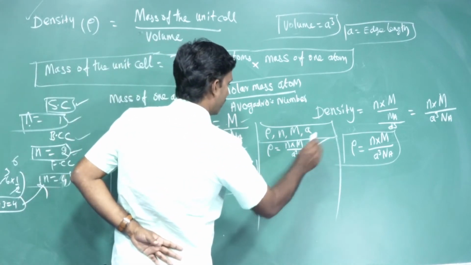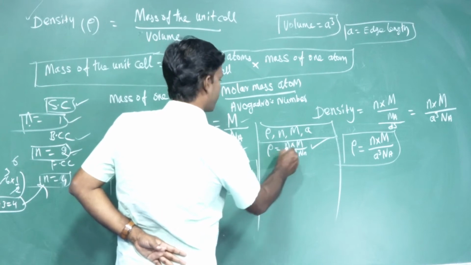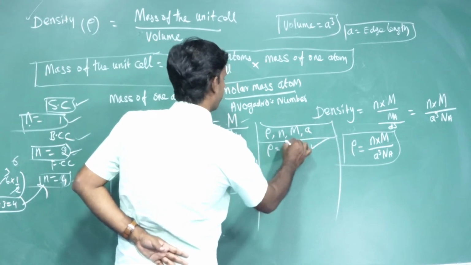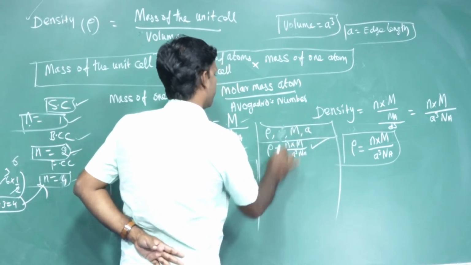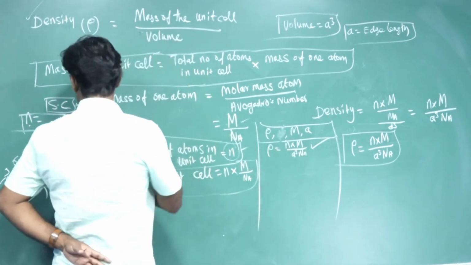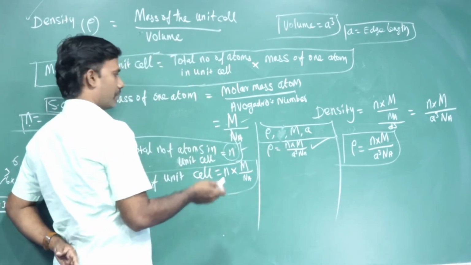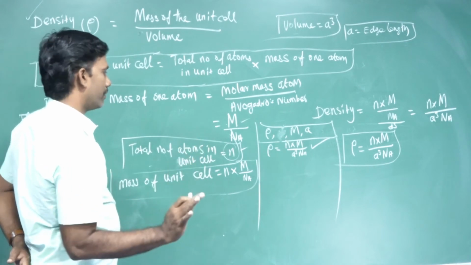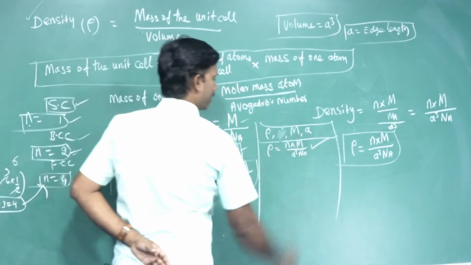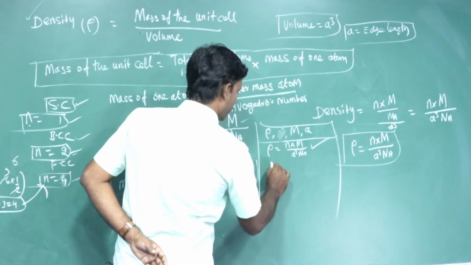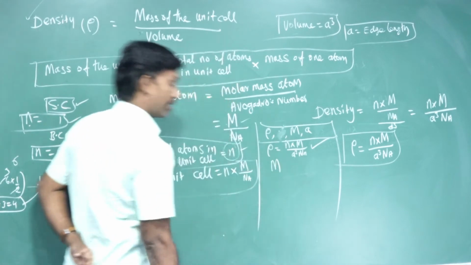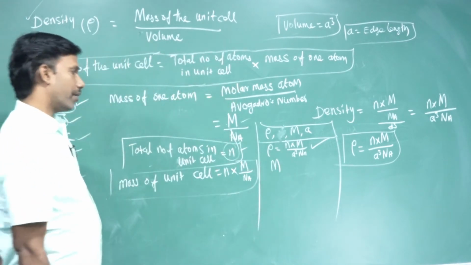Then what are the others? The number of atoms is already fixed. That will not be asked because the system is given. That is a fixed value: BCC equal to 2, SC equal to 1, FCC equal to 4. So these three will not be asked. Molecular mass may be asked as unknown. They will say it is an unknown crystal, so molecular mass may be asked.